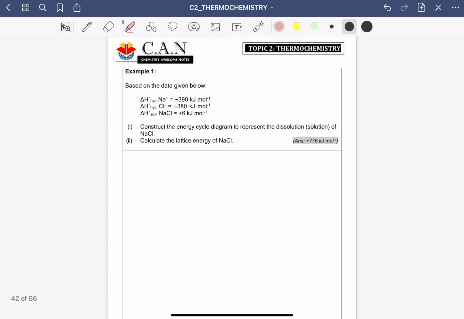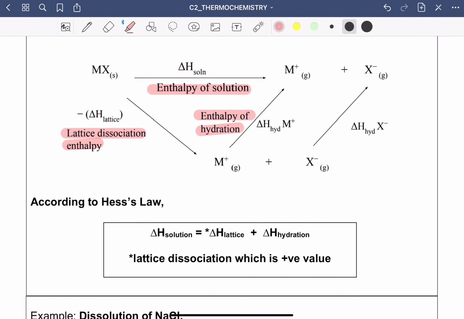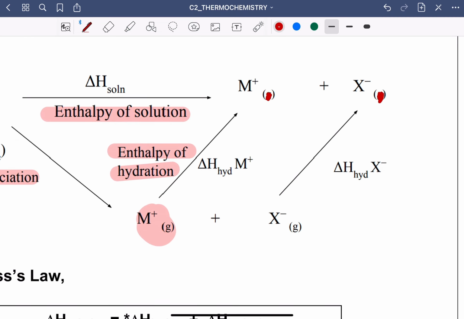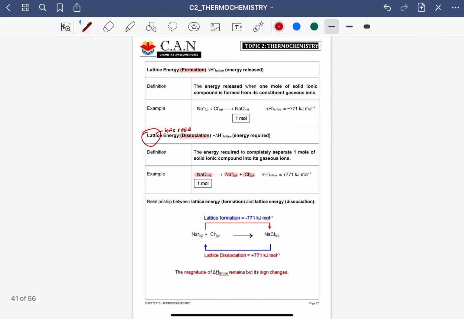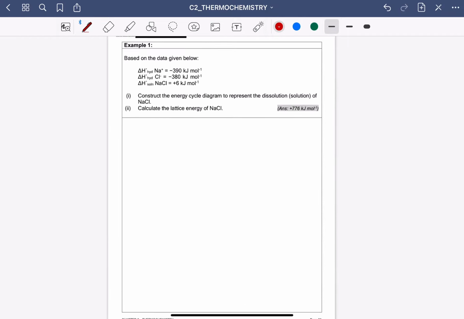Okay, and then for hydration, it must be from gaseous ion. This is wrong, everyone. Please change in your notes, this is aqueous. Okay, all right. So let's take a look at one example for this one. Okay, let's see this example.